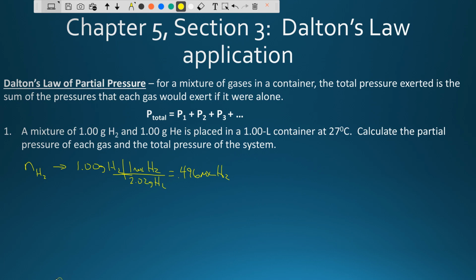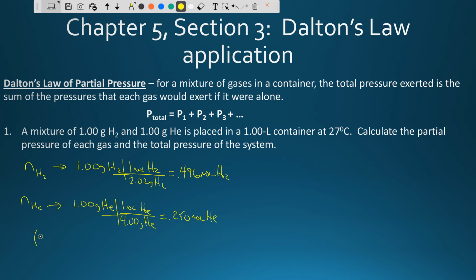And so I also have the helium, which is going to be 1.00 grams of helium, and that has a mass of 4.00 grams per mole. And so the amount of helium that's in that system is going to be 0.250 moles of helium gas. Okay, so there's a couple ways that I can do this. Like I said, I'm going to do it kind of the slower way, and we're going to do the ideal gas law for both individually.